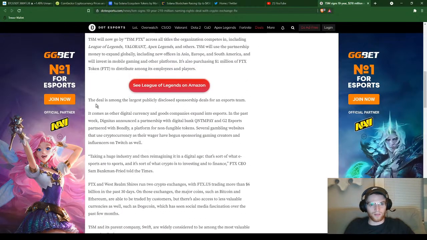So let's just read a little bit more. The deal is among the largest publicly disclosed sponsorship deals for an esports team. I mean, this is huge. It comes as another digital currency and goods company expands into esports. In the past week, Dignitas announced a partnership with the digital bank, and G2 Esports partnered with Bondly.